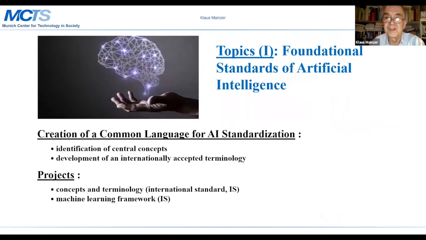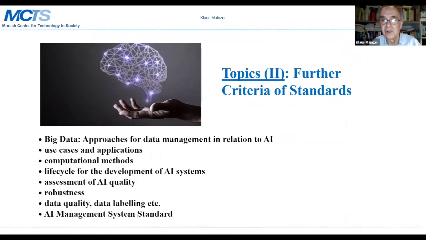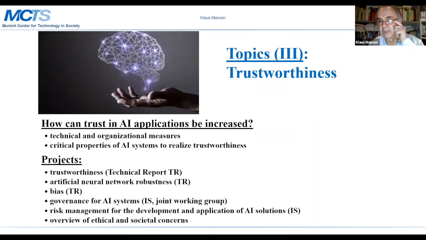Now, these are the topics of the foundational standards of artificial intelligence, which were elaborated by this steering group with the task to create a common language of AI standardization, concerning projects or the development of further criteria of standards. I will consider these standards in more detail later on by presenting the documents. And a crucial demand, of course, for standardization was trustworthiness. How can trust in AI applications be increased with the corresponding projects?